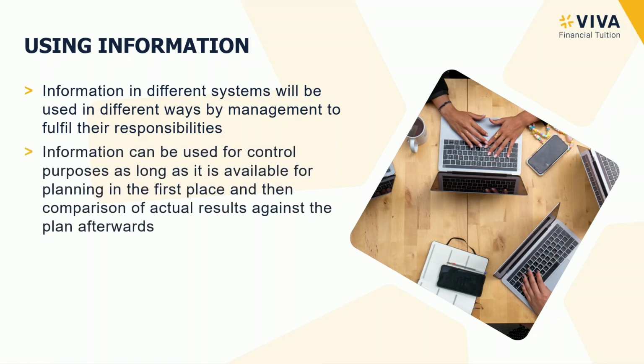Initially, information is utilised for planning, requiring both internal and external data to formulate effective strategies. Subsequently, control processes rely on the availability of this information for comparison against actual results, facilitating adjustments as necessary.